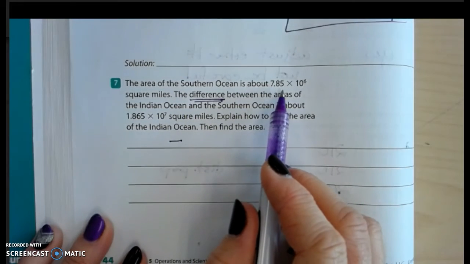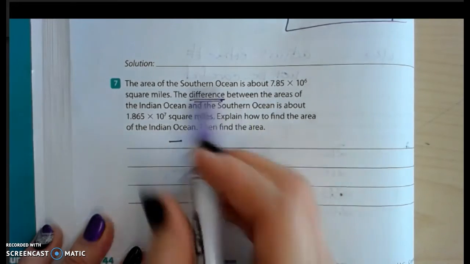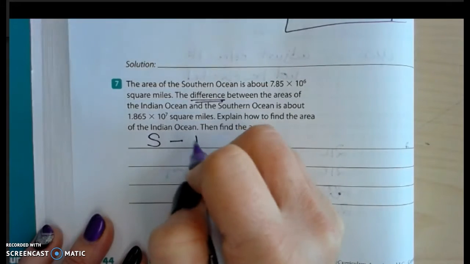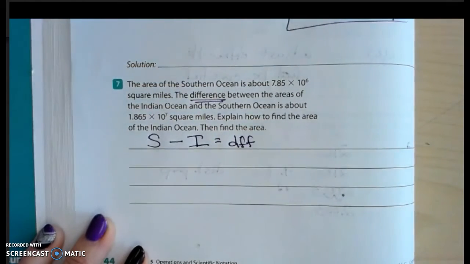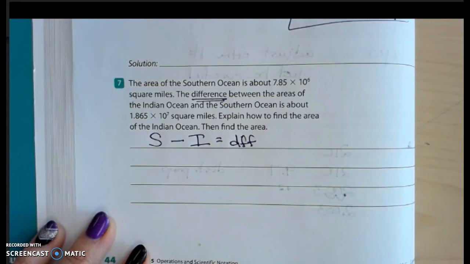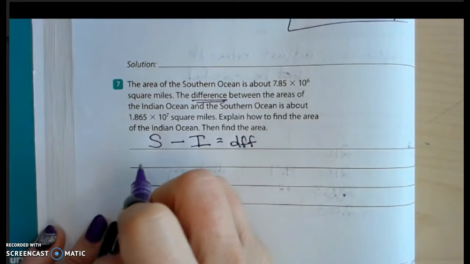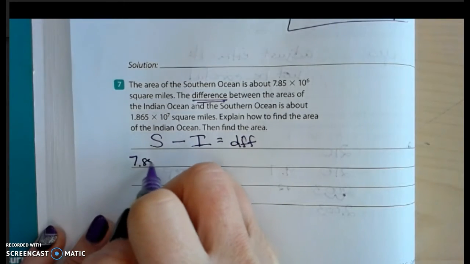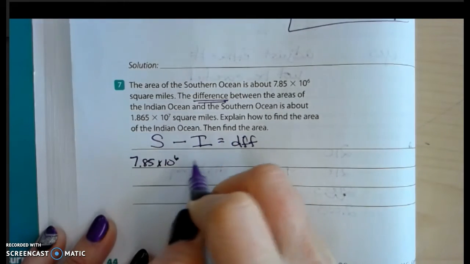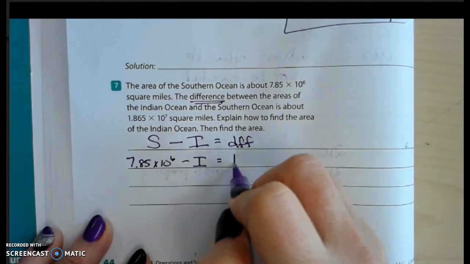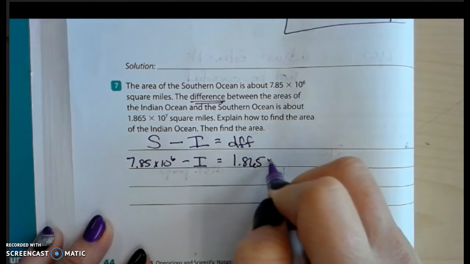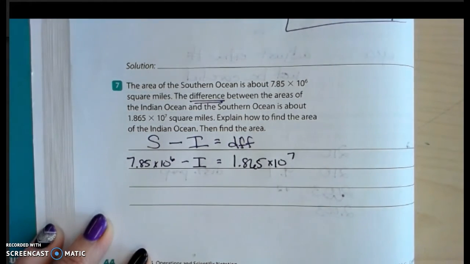I'm not sure which one is bigger. So let's try Southern minus Indian equals the difference. Okay, Southern minus Indian equals the difference. Now, if I come up with a negative number, I'm going to know I've done that backwards and I need to switch it. The Southern Ocean is 7.85 times 10 to the 6th minus the Indian Ocean is equal to the difference of 1.865 times 10 to the 7th.